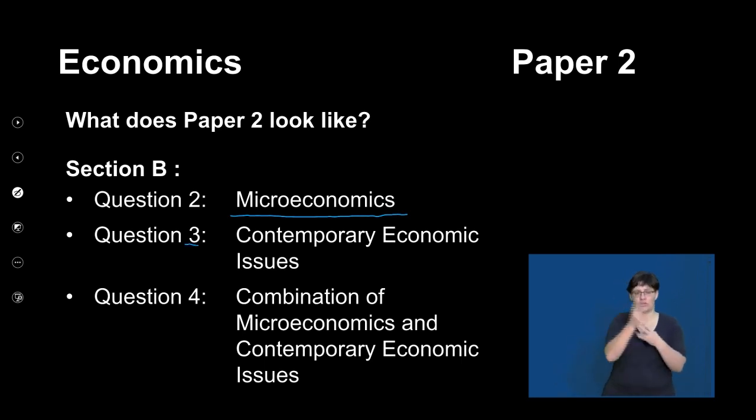Your inflation, your tourism, and your environmental sustainability, these are the topics that are asked there. And then your question 4 is a combination of microeconomics and your contemporary economic issues. So here you are asked a combination of all the 2 modules that we tackle in paper 2.